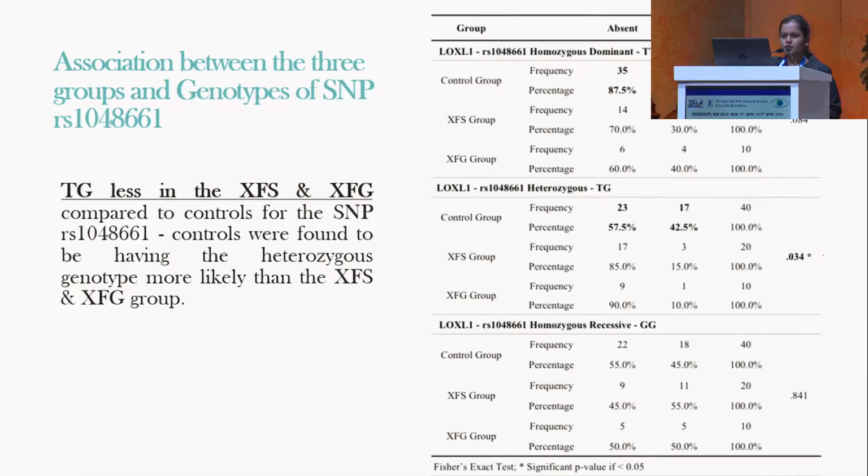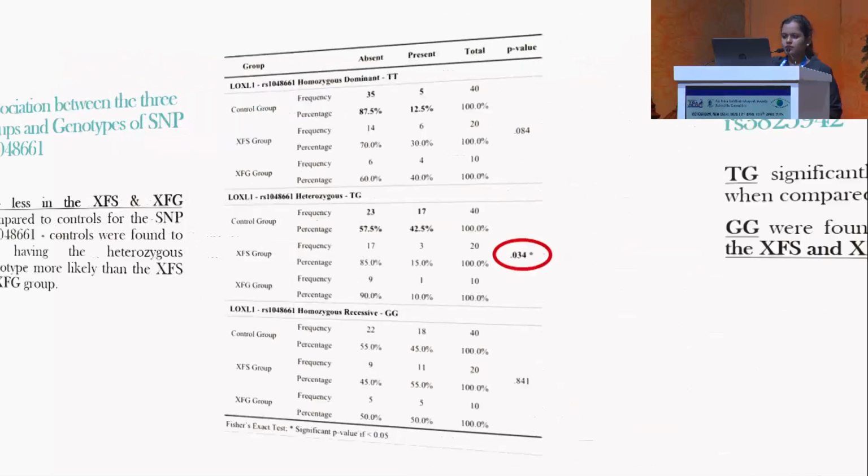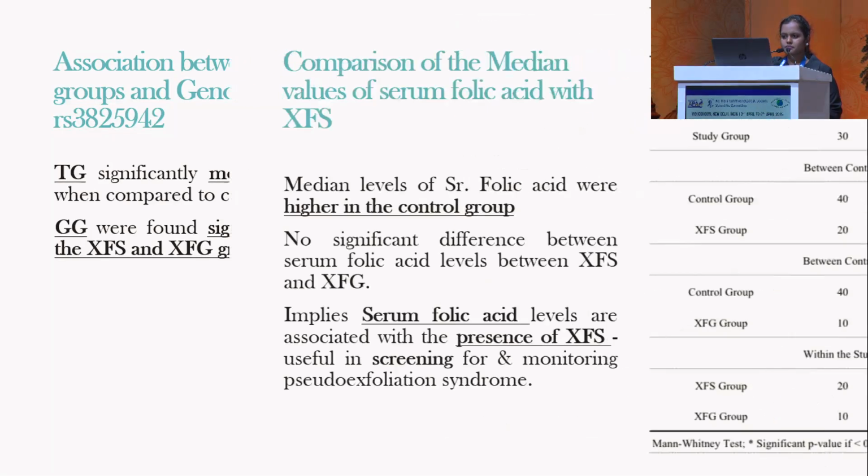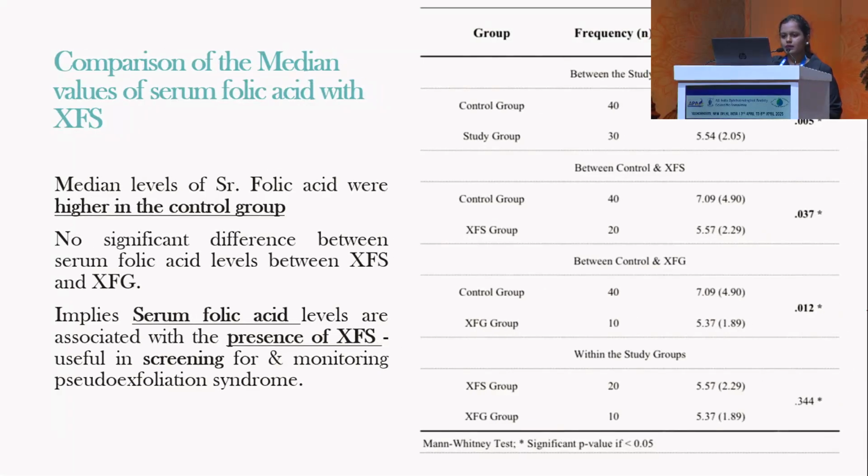the association. And on association between the 3 groups and genotypes of SNP RS10486661, we found that the TG genotype was more in the XFS than compared to the controls, and GG was significantly less in XFS and XFG. While comparing the median values of serum folic acid with XFS, we found that they were higher in the control group. So this implied serum folic acid levels were associated with XFS, and this can be useful in screening and monitoring the exfoliation syndrome.